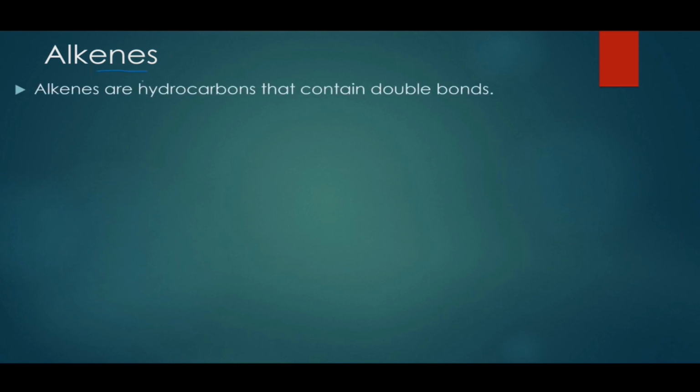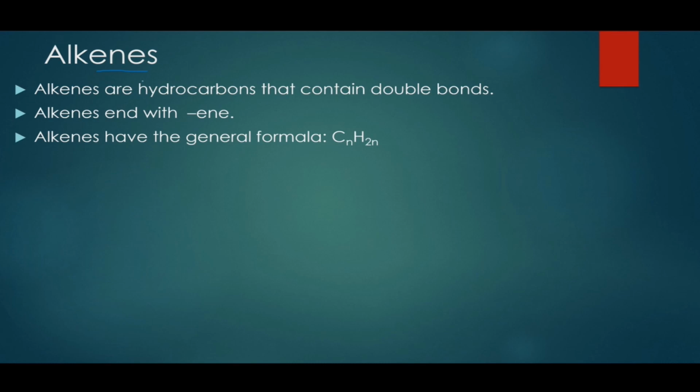Alkenes. So notice the difference. Alkanes ended in A-N-E. Alkenes end with an E-N-E. Alkenes are hydrocarbons that contain at least 1 double bond. When naming alkenes, we end with the suffix E-N-E. The general formula is CnH2n. It's the same formula as cyclic alkanes, we have 2 fewer hydrogens because of that double bond.